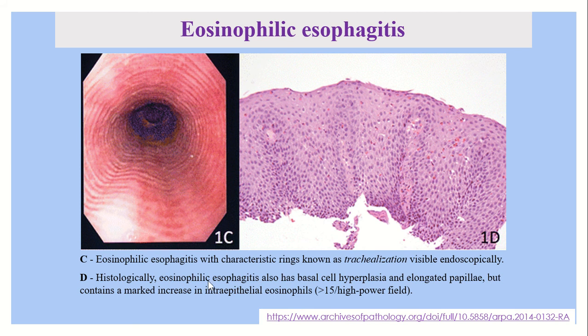Eosinophilic esophagitis shows characteristic rings, known as trachealization, visible in endoscopy. And here in the histologic slice we see also basal cell hyperplasia, elongated papillae, and an increased, abundant number of intraepithelial eosinophils, more than 15 in one high power field.